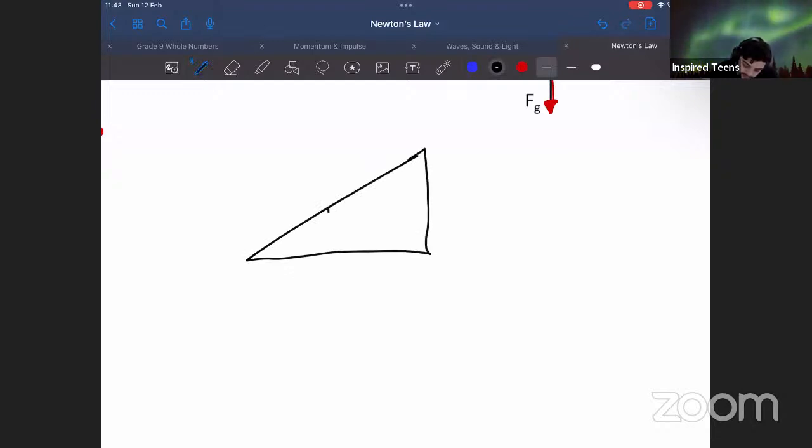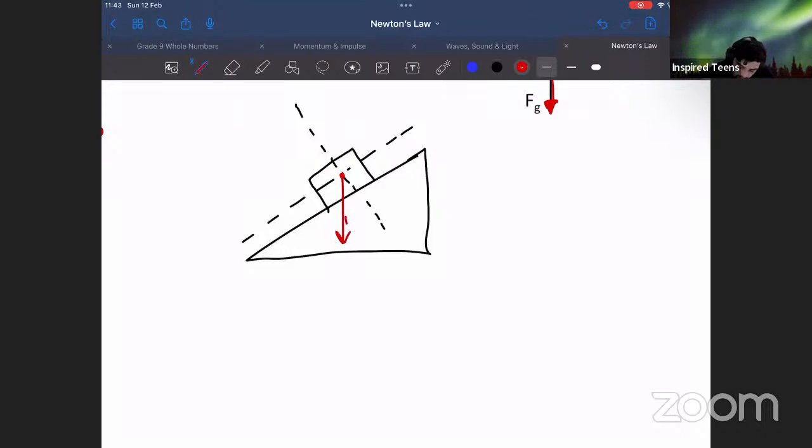On an inclined surface. Remember, the horizontal changes on an inclined surface. So that's now the horizontal axis. That's now the vertical axis. So remember, FG is here, which goes straight down.